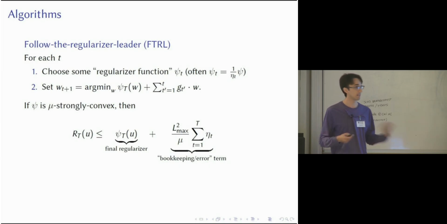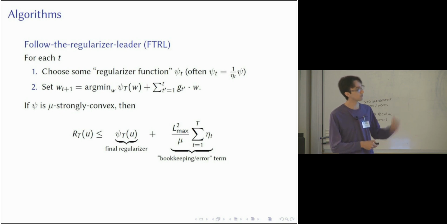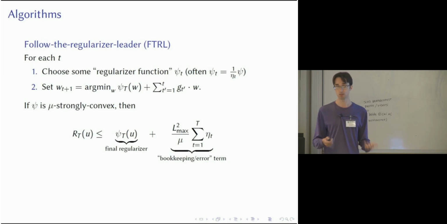There's been a lot of study into this, but one of the main results is that if your base regularizer is strongly convex, then the regret can be bounded by some contribution from the final regularizer plus some sort of bookkeeping term that grows over time. Now, this is an appealing form of a regret bound because it maps onto the lower bound that we have. You can think of this final regularizer as maybe looking like u times log gamma of u, and this bookkeeping term as looking like the exponential penalty.